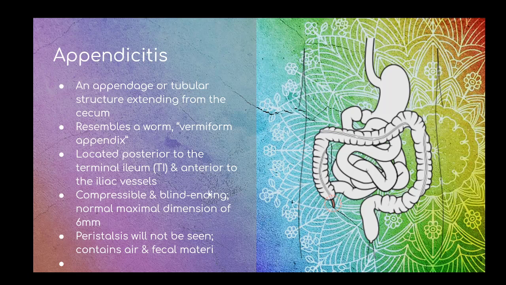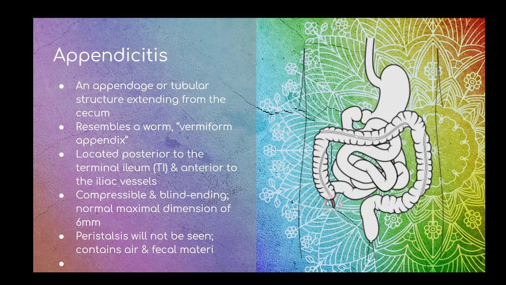So the appendix is this tubular structure that comes off the cecum. So we have our small intestine. The small intestine joins up with the cecum. So we call this the ileocecal valve. Sits right in here. So that's the ileum joining up with the cecum. And the ileum is the last part of the small intestine. The cecum is the first part of the large intestine. So those join together down in the right lower quadrant. And right off that corner there is the appendix.